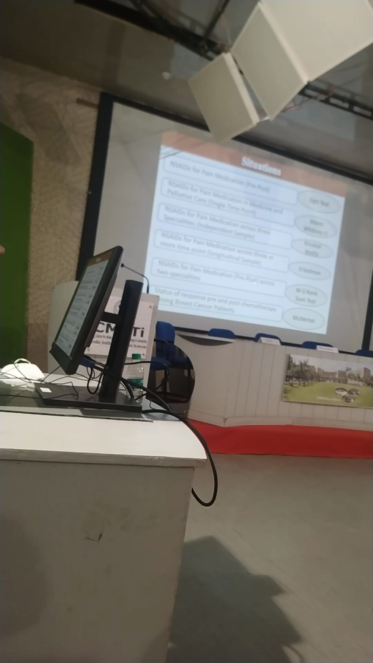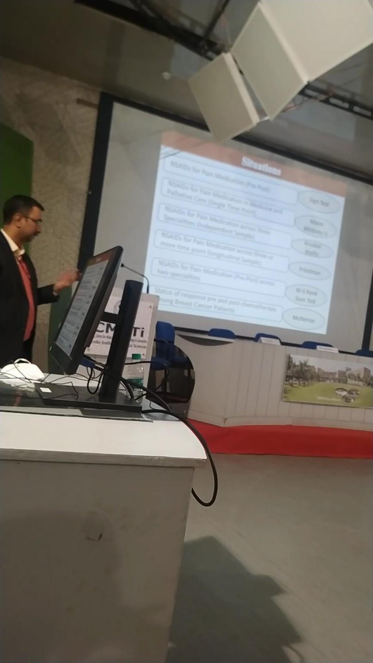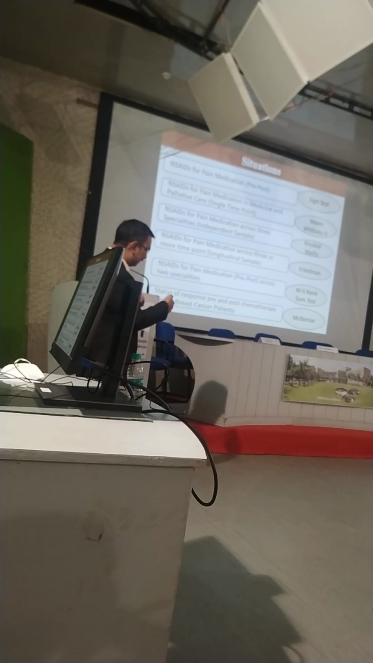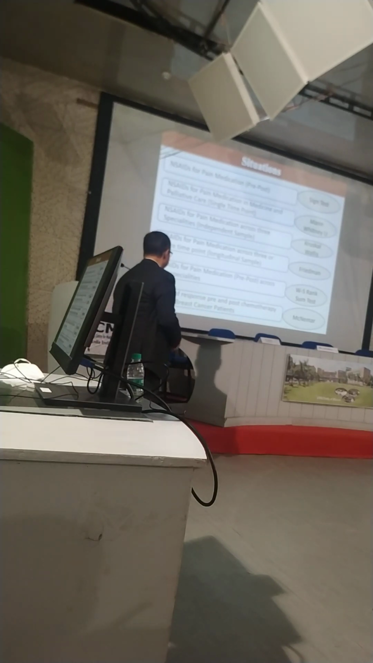This is what is called pre and post for 2 specialties. Wilcoxon signed rank test, and then status of response as pre and post chemotherapy among breast cancer patients. That is a McNemar test. Now in McNemar, what I will wait.